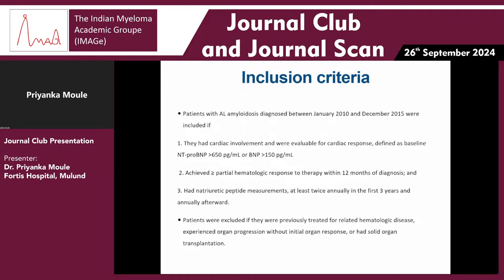The inclusion criteria was, first, they included patients diagnosed between January 2010 and December 2015, so over a period of 5 years. And patients were included if they had cardiac involvement and were evaluable for cardiac response, defined as a baseline NT-proBNP more than 650 picograms per ml or a BNP of more than 150 picograms per ml. And they achieved at least a partial hematological response within 12 months of starting therapy, and natriuretic peptide measurements at least twice annually were available in the first 3 years and annually afterwards. Patients were excluded if they were previously treated for other hematological diseases, experienced organ progression without initial organ response, or had a solid organ transplantation.